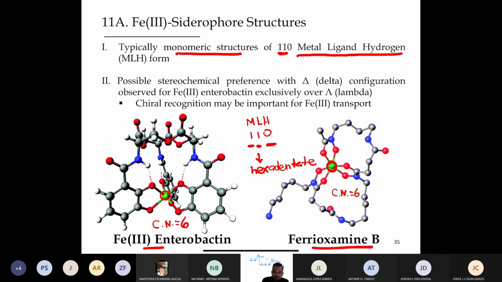In terms of the recognition of these molecules in their iron form, there may be some amount of stereochemical preference, where in this context the delta configuration observed for iron enterobactin is observed much more than the lambda version of that complexation. So chiral recognition may be important for iron transport, because we have to think about how these molecules are recognized by the protein, how is this even possible, and how can you possibly avoid other metals getting in? So there's some amount of recognition on that level.